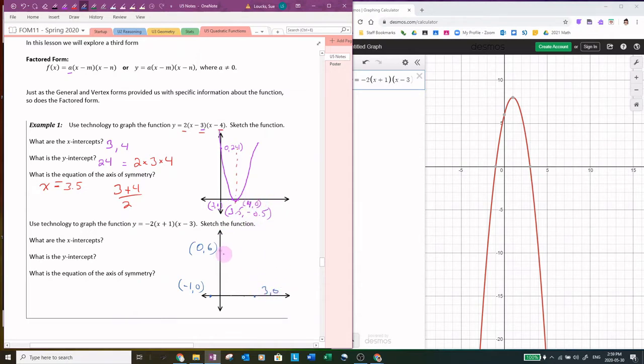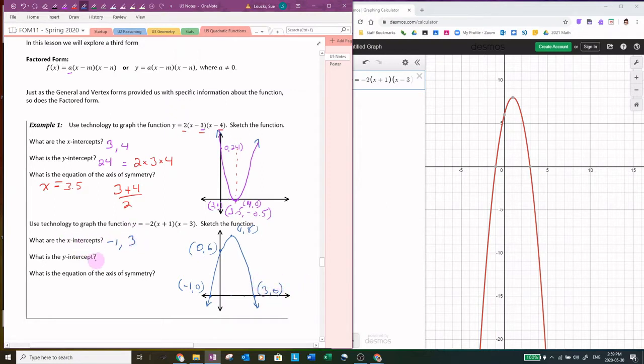And the vertex is at (1, 8), so about there. Okay, so I'm just going to draw a nice smooth curve through all of those points. Put some arrows on the end, which I forgot to do up above. Okay, so the x-intercepts are negative 1 and 3. Oops, forgot my brackets here too.